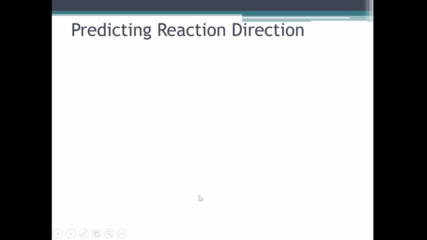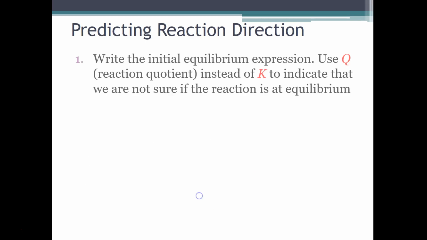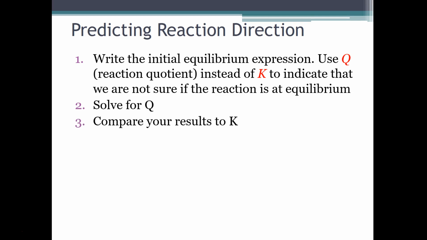All right, we can also predict the direction a reaction will have to proceed in order to establish equilibrium by looking at something we call the reaction quotient. The reaction quotient is denoted with a capital Q. Now, when we write the expression for the reaction quotient, it's the exact same expression as the K expression, the equilibrium expression, but we're not sure if the concentrations given to us are equilibrium concentrations. So the first thing we'll do is solve for Q and compare the results to K.